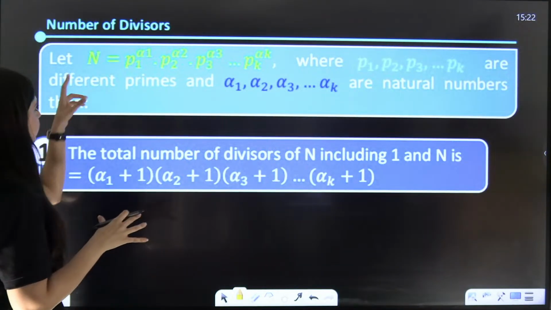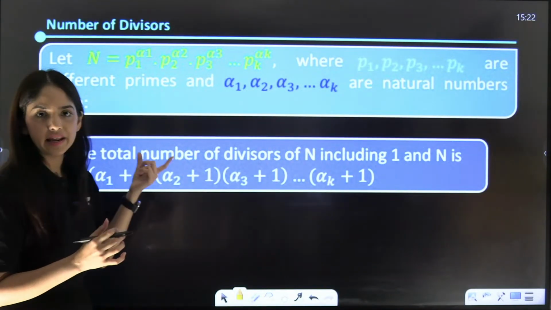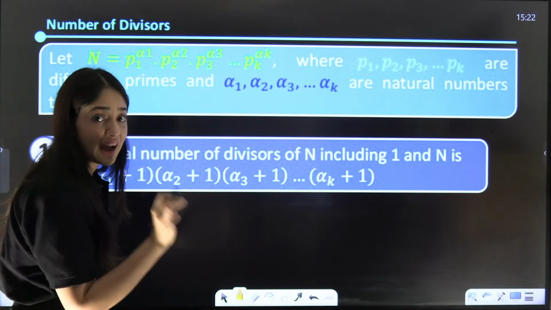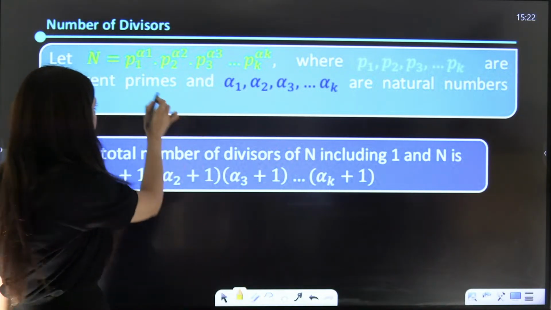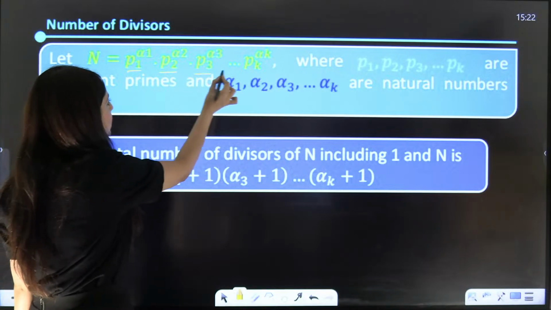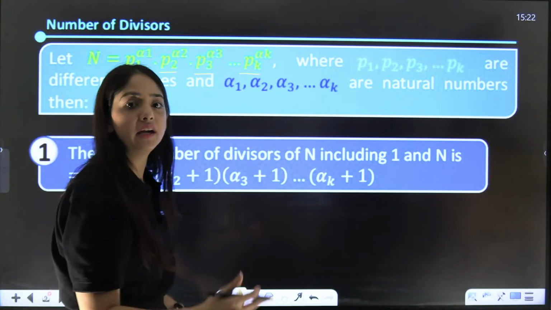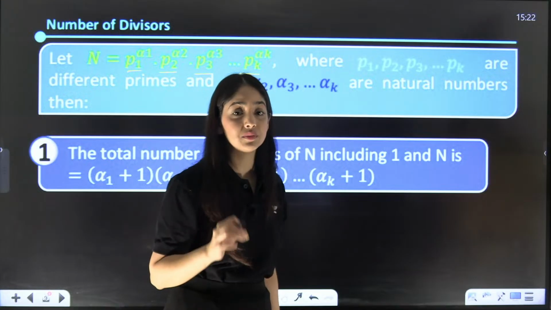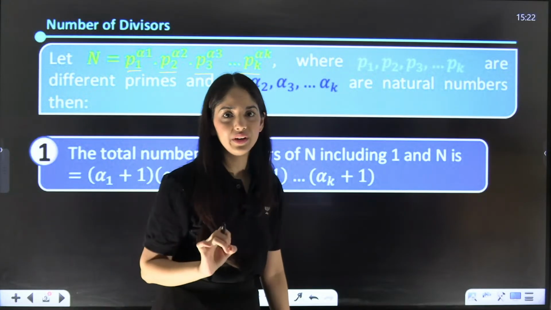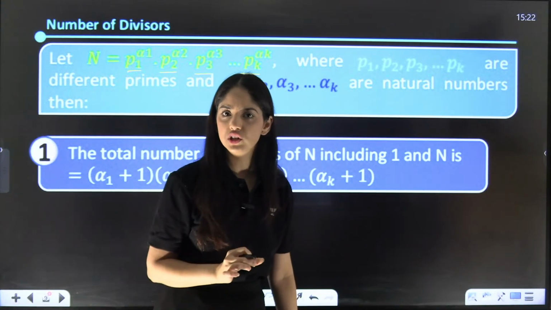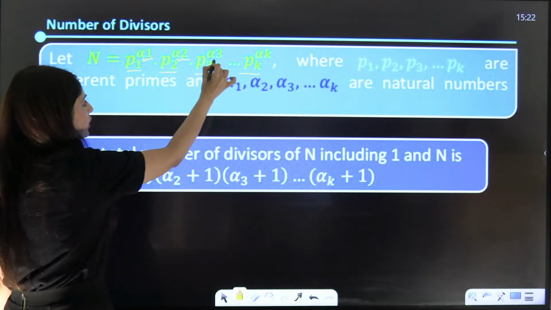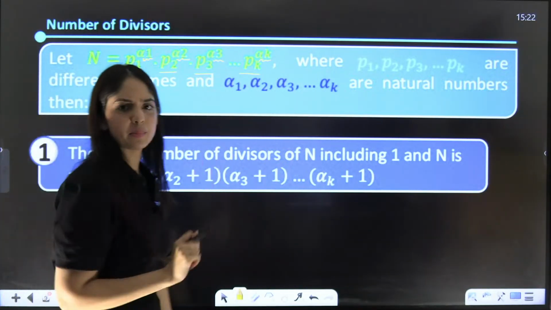Let's say we have a natural number n and we have its prime factorization. Prime factorization, which means all these p1, p2, p3 up to pk are distinct prime numbers, not composite numbers. They have to be prime numbers and they have to be distinct. That is how we write a number's prime factorization, right? And they each will have some exponent in the expansion.